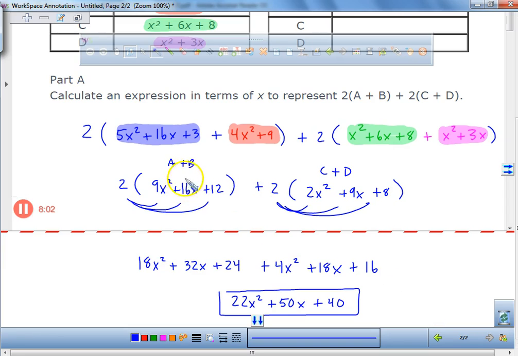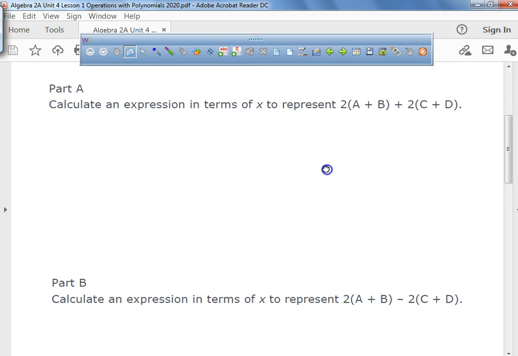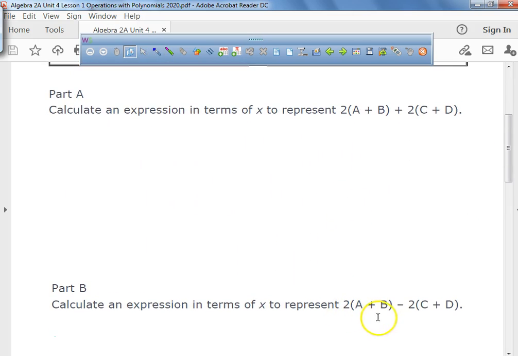Now, understand. Here's the cool news. Anytime it says a plus b or c plus d, we already have the expression right here. So if we come back to something, let's just reuse it if we need to. Does that make sense? All right. So I'm going to go down to this next one. Do you guys see where it says 2 times a plus b minus 2 times c plus d?